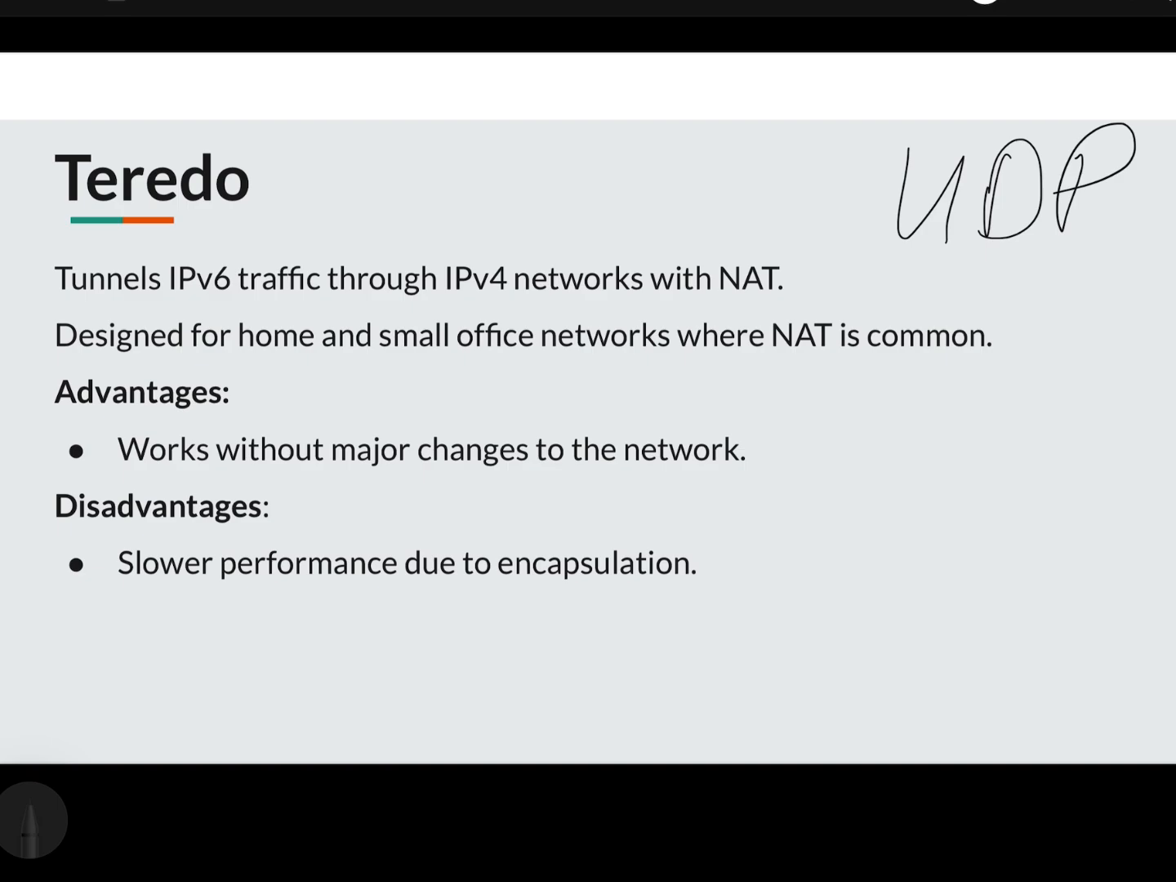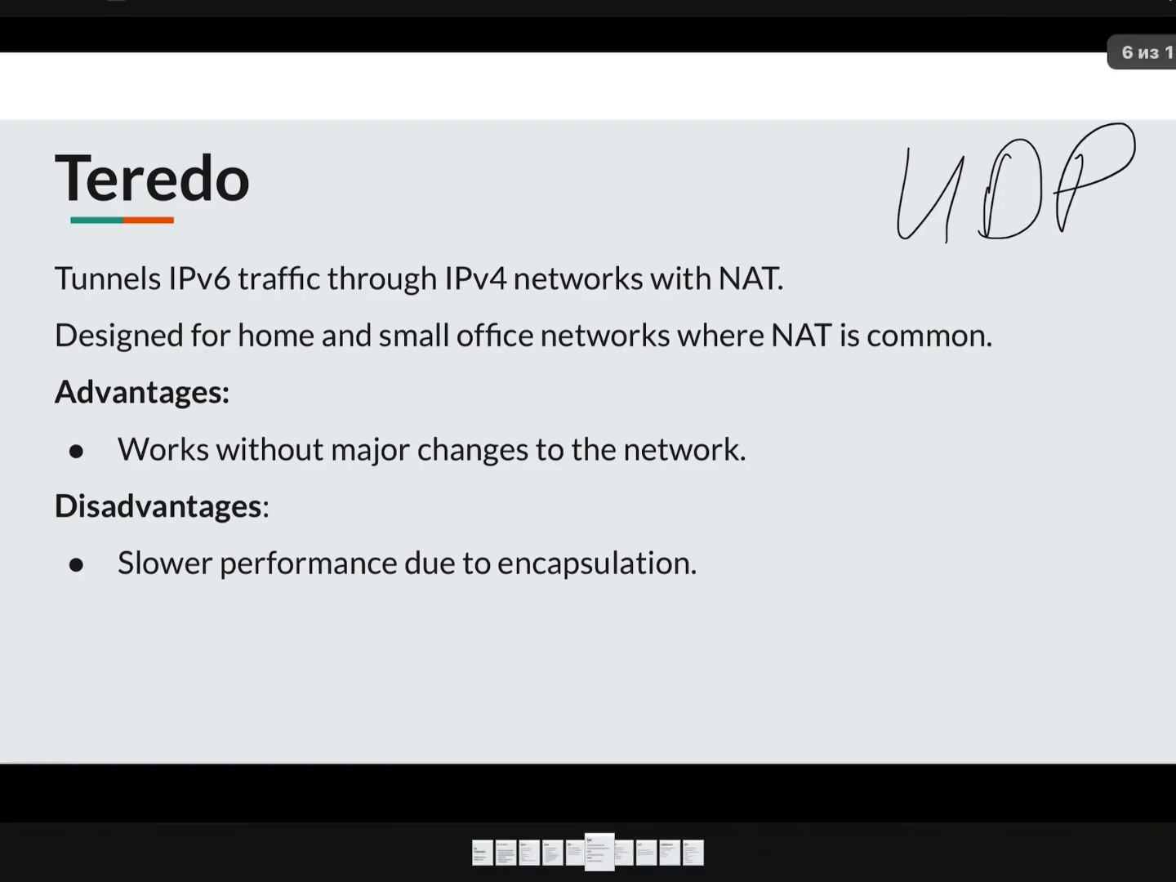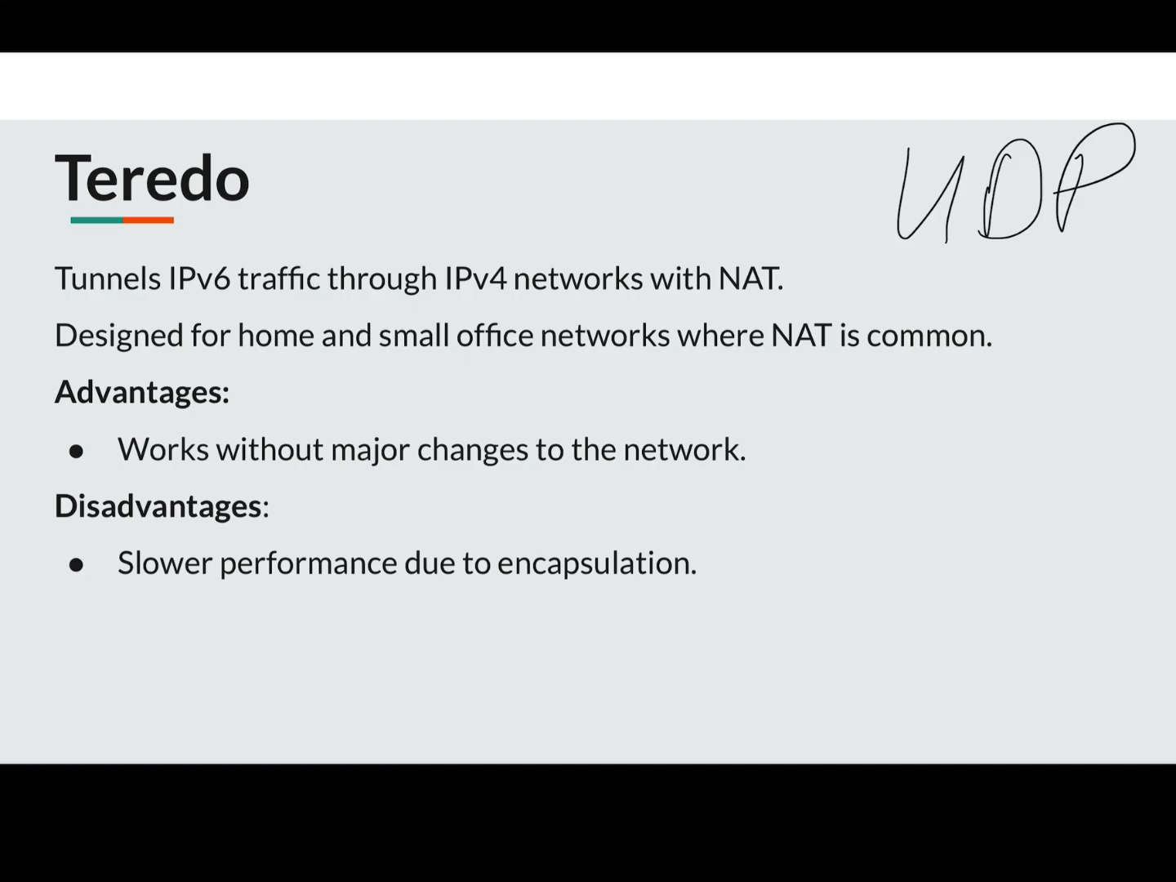So if we summarize, Teredo is a convenient tunneling solution for enabling IPv6 in NAT-heavy environments, while it provides an easy way to connect IPv6 devices over IPv4. Its slower performance and security concerns make it a temporary solution during the transition to native IPv6.